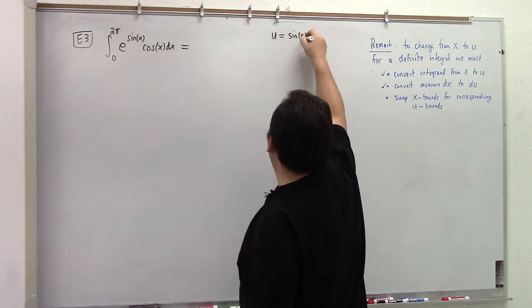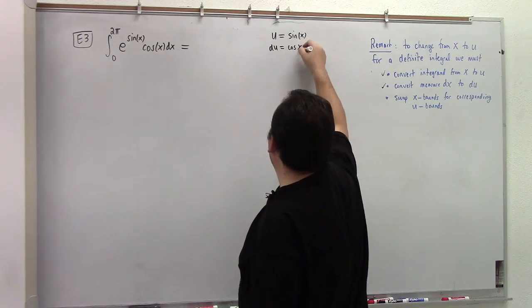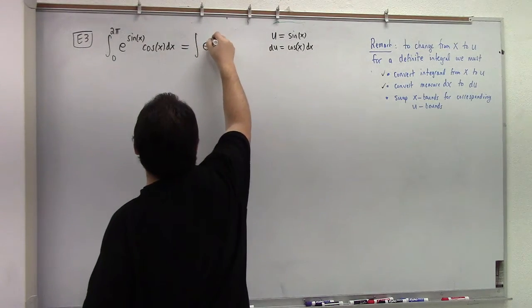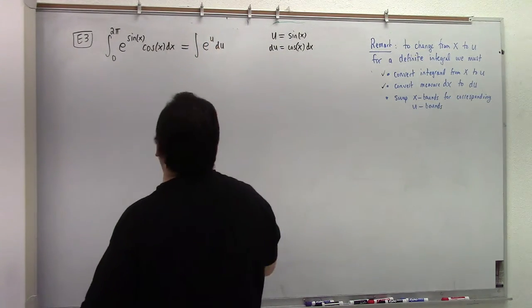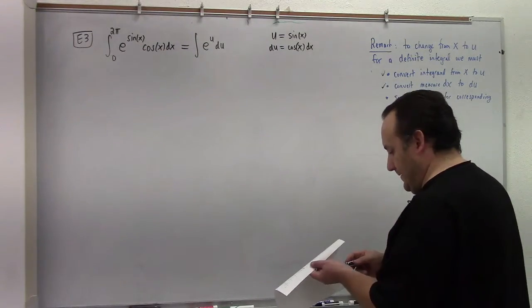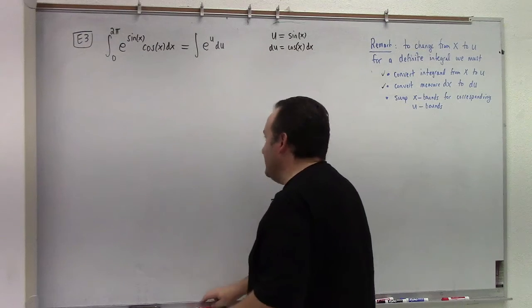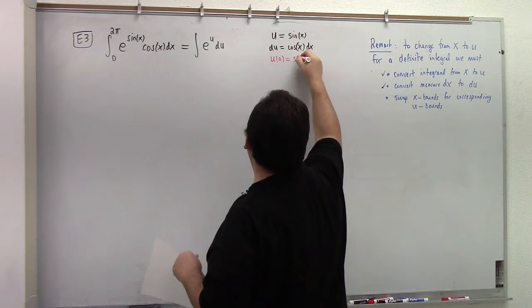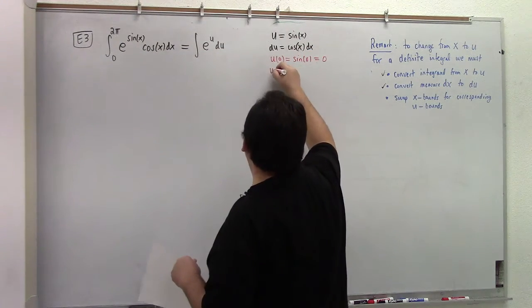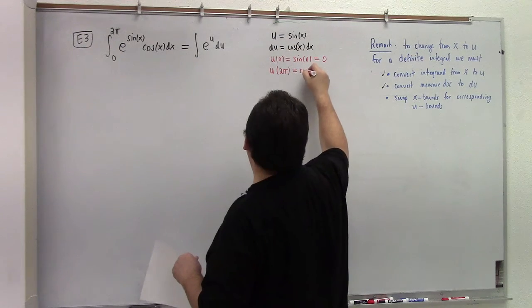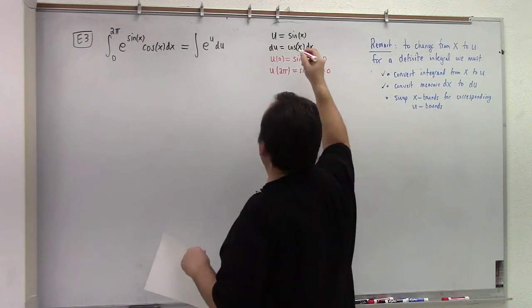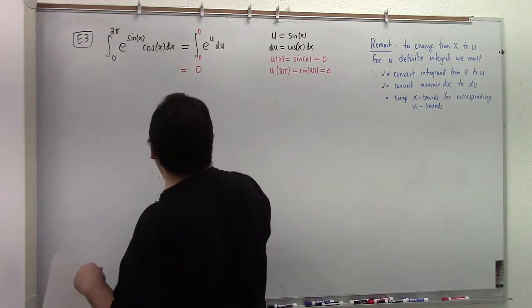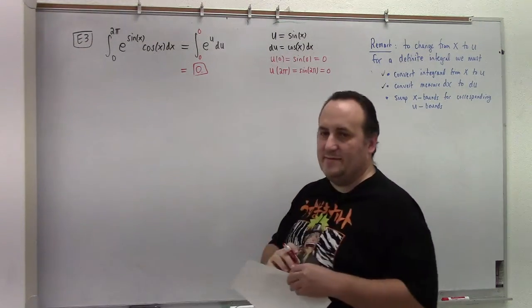If u is sine x, then du is cosine x dx, yeah? And so the integrand is e to the u du. That's nice, but we need to change the bounds, right? And then something kind of funny happens here. u of 0 is sine of 0, also known as 0. u of 2 pi is sine of 2 pi, also known as 0. So we have the integral from 0 to 0. So we get 0. Well, that was kind of anticlimactic, wasn't it?